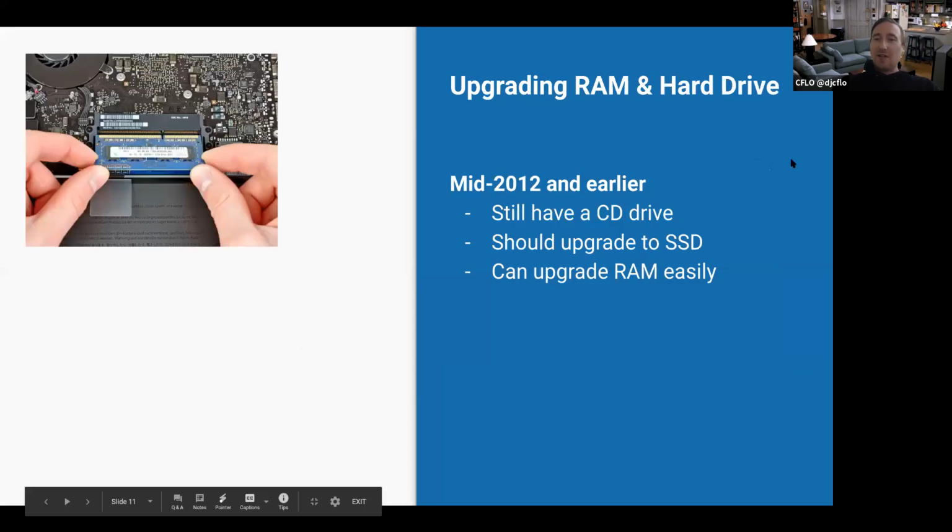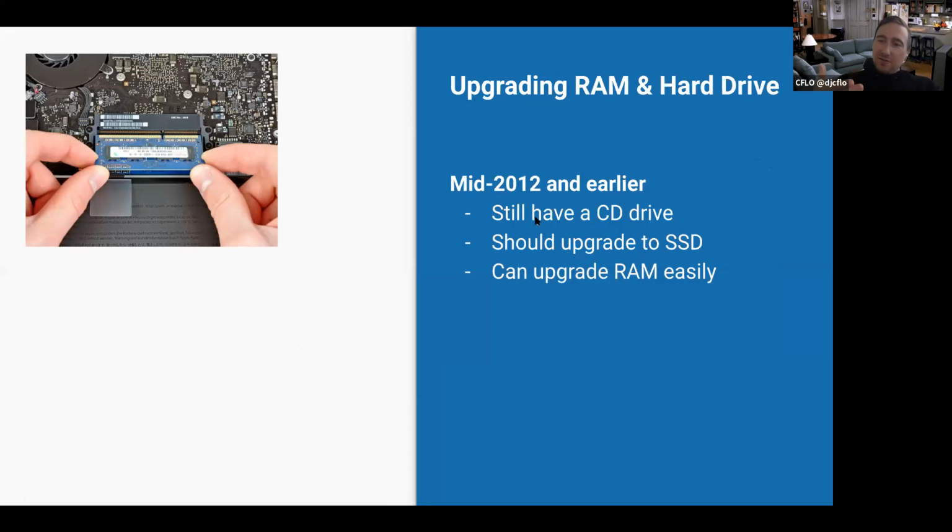When it comes to upgrading hardware, I wanted to go over some of this. Use your serial number on every Mac to figure out which one you have. The ones that are mid 2012 and earlier, I call those the tanks because they still have the CD drive. If you still have a CD drive, I would definitely recommend you upgrade your hard drive to an SSD. It's in the $60, $70 range, I think, for a terabyte SSD, and that's a super easy upgrade. You can do it yourself. It's a basic, tiny Phillips screwdriver.